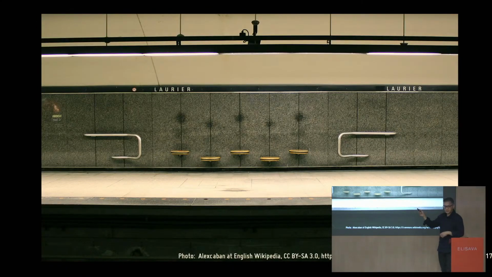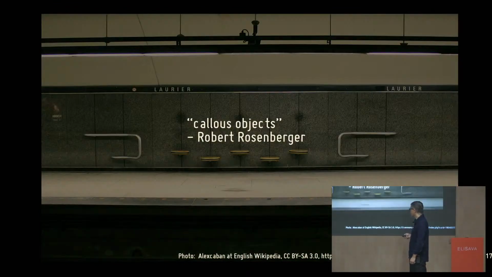Here's another bench. This is actually my hometown in Canada, in Montreal. This is the metro station, the Laurier station. And you see this, and it's really quite playful. You know, this idea, oh, look at this. It's a public amenity. It's really well designed. It's really quite playful. This is what the philosopher Robert Rosenberger calls a callous object.